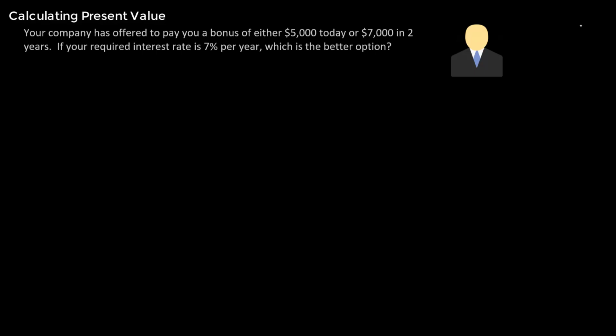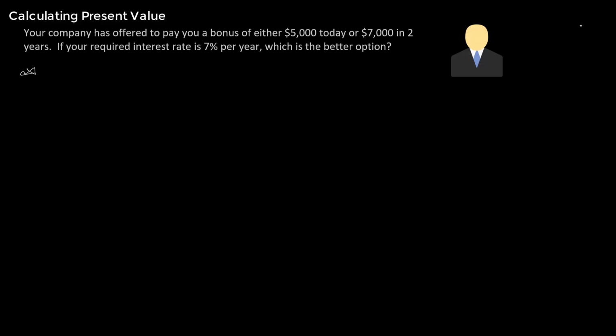So this is a very typical present value type question. It's asking you to compare lump sum amounts which occur at different points in time to each other. As you know, you can't compare this $5,000 amount and this $7,000 amount directly because they occur at different points in time and aren't directly comparable. What you have to do is essentially calculate the present value of this $7,000 amount using this interest rate of 7% and a time period of 2 years.